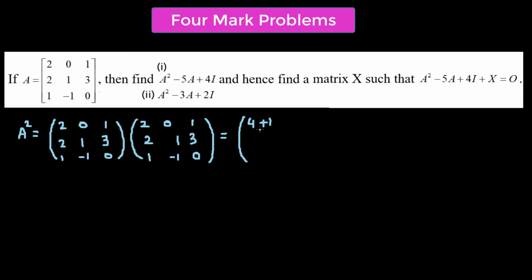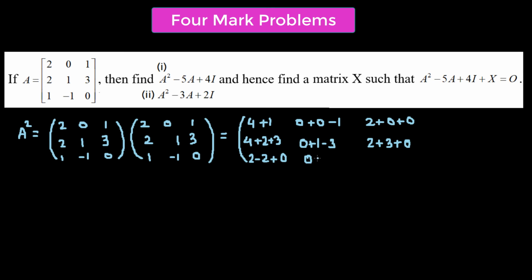So let me quickly write down all the values. Next one is 0 plus 0, negative 1, 2 plus 0 plus 0, and we have 4 plus 2 plus 3, 0 plus 1 minus 3, 2 plus 3 plus 0, then 2 minus 2 plus 0, 0, negative 1 plus 0, and we have 1, negative 3 plus 0.